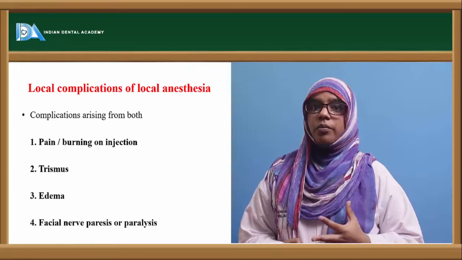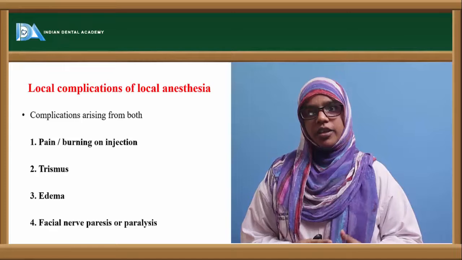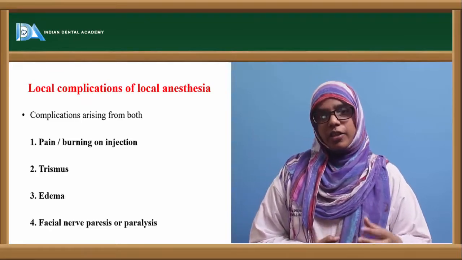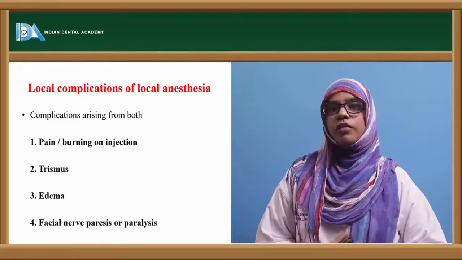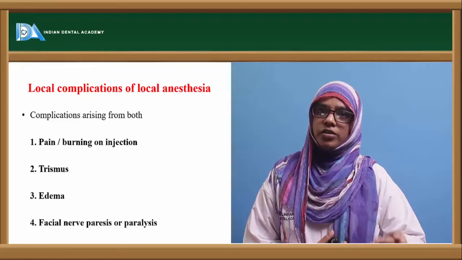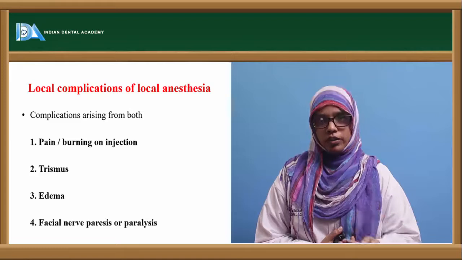Now the next is edema can occur. If you do not put your bevel in proper position and give multiple injections, edema can occur. Then facial nerve paralysis or paresthesia can occur. This mainly occurs when you are giving an inferior alveolar nerve block, wherein you have inserted the needle far posterior, you have not hit the bone. In fact, you are inside the parotid gland and you have injected.